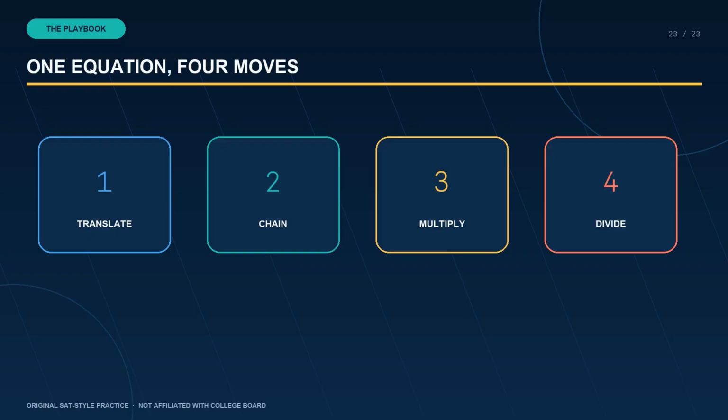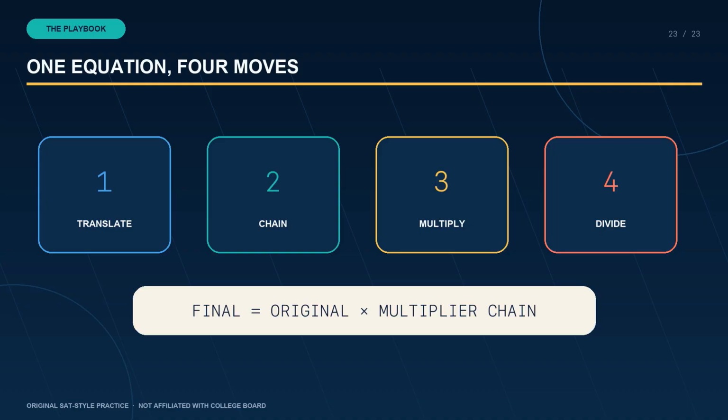One equation controls the whole skill. Final equals original times multiplier chain. Translate rates. Respect the changing base. Multiply successive changes. Divide when reversing.